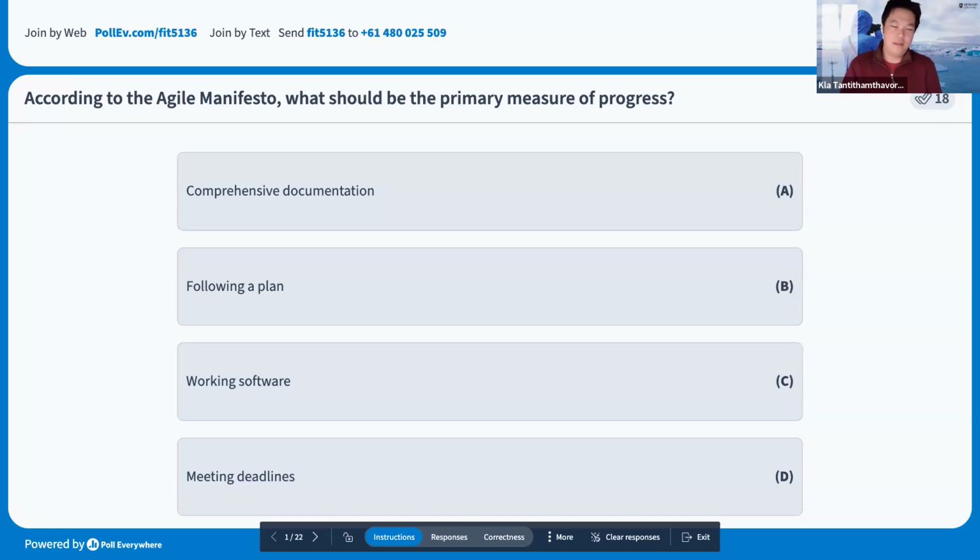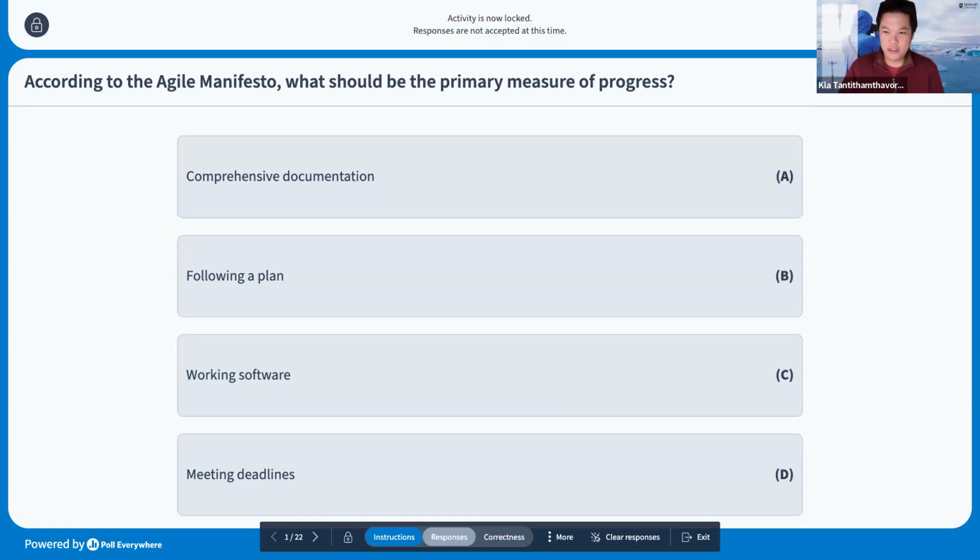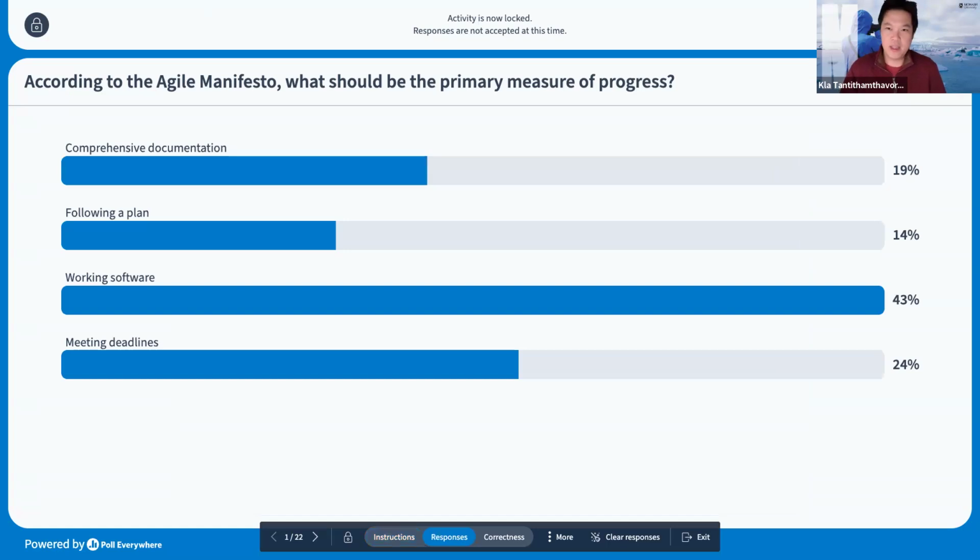I think this question and the answer are pretty clear. What should be the primary measure of progress? Let's lock the question and see the responses together. What do you think? It should be working software, C. Meeting deadlines, yeah, kind of. But I think the real primary measure of progress is if you can deliver working software regularly, it means that you actually meet the deadlines anyway.